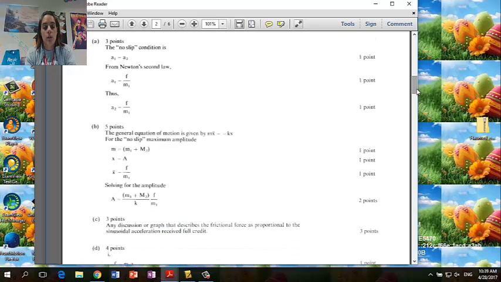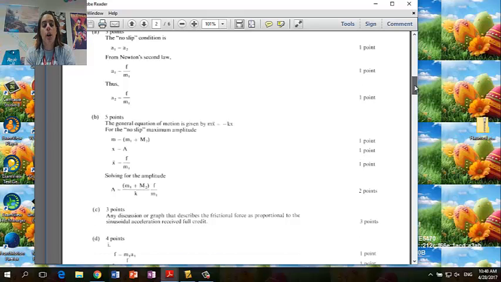All right, so when we look at part A, having a no-slip condition means that the acceleration of mass 1 and mass 2 are going to be exactly the same. So we then know from Newton's second law that the acceleration of block 1 is going to equal that maximum frictional force divided by M1, and also the acceleration of mass 2 has to equal that same F over M1.